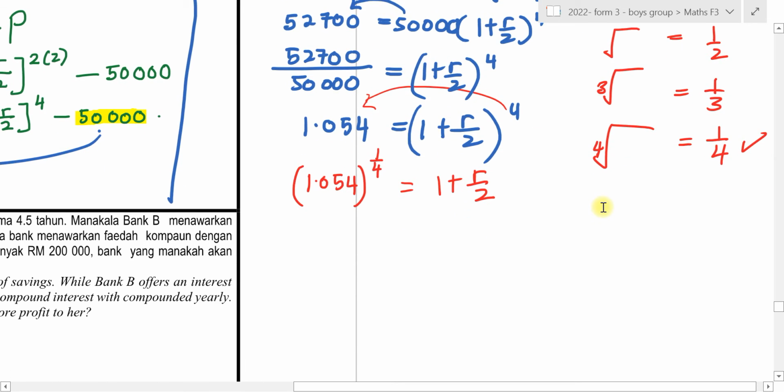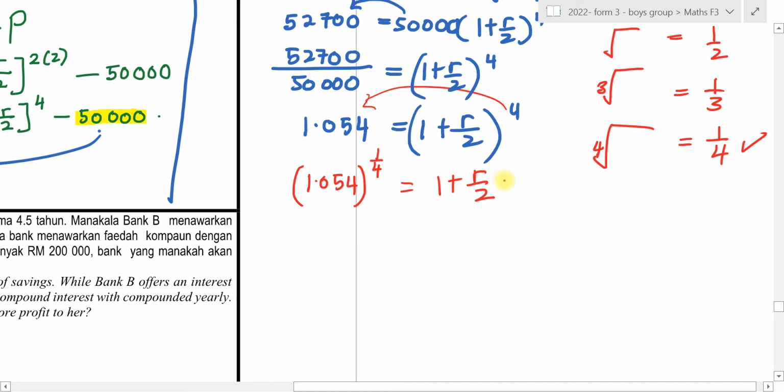Don't attempt to calculate 1.04 power 1 over 4, because you will get a continuous decimal answer, and if you try to simplify earlier, it will reduce the accuracy of your final answer. Because you simplify earlier, your answer also follows the simplified answer. Your accuracy is not 100%. So what I suggest, maintain this 1.04 power 1 over 4. If you have the latest calculator, this can be done so easily.